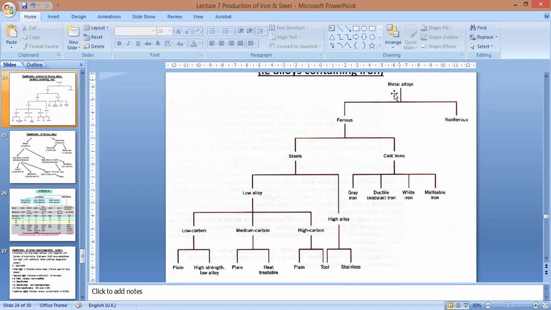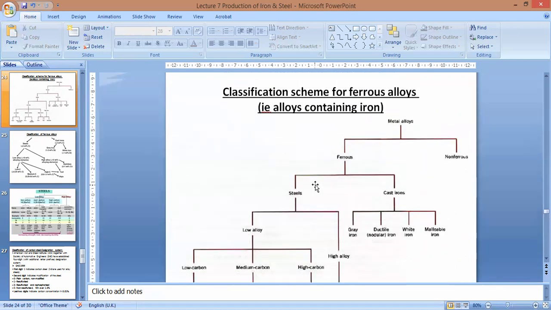So metal, remember, when we look at ferrous and non-ferrous, we had a similar diagram. You have non-ferrous metals and you have the ferrous, steels: low carbon, medium carbon, high carbon. Then there's the low alloy and the high alloy. So high carbon here, plain and full stainless.